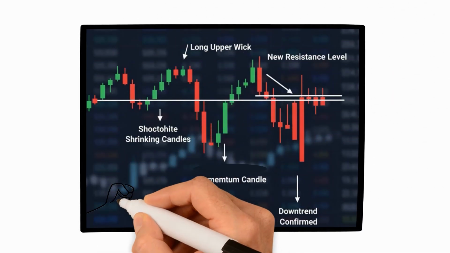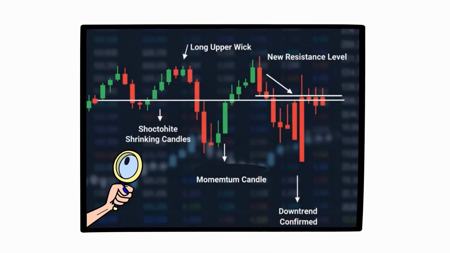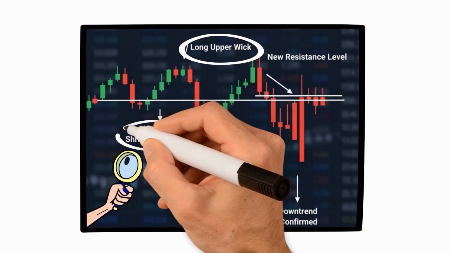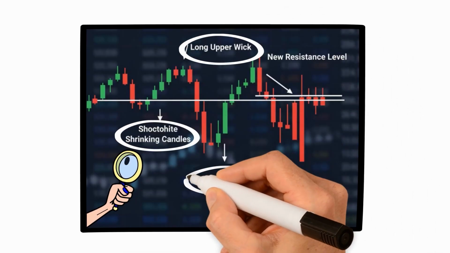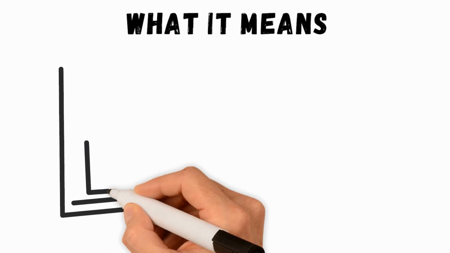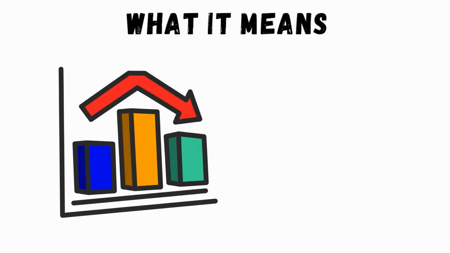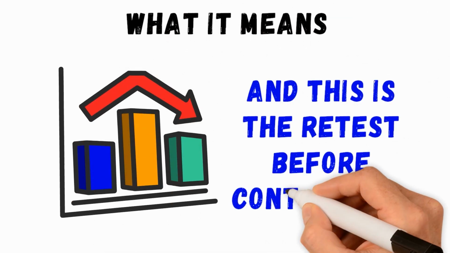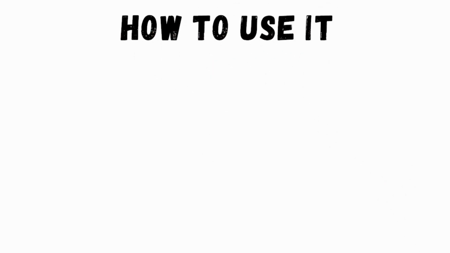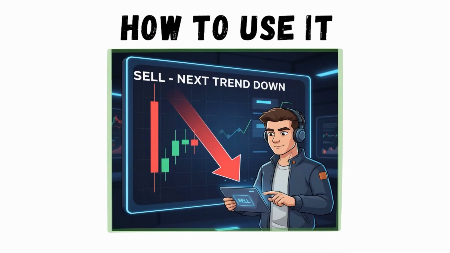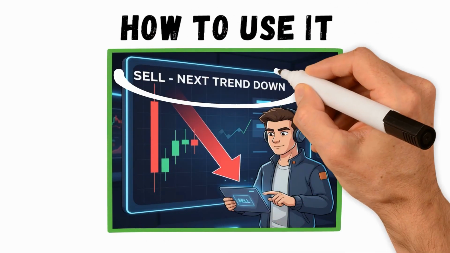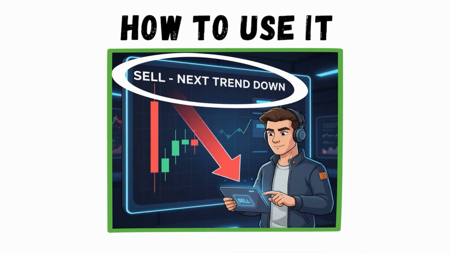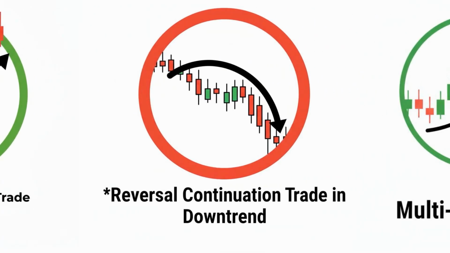At that level, look for bearish candlestick patterns like long upper wicks, shrinking candles, or a momentum candle down. What it means: the market has shifted from bullish to bearish, and this is the retest before continuation. How to use it? Wait for candlestick confirmation on the pullback, then enter short to catch the next leg down in the new trend.